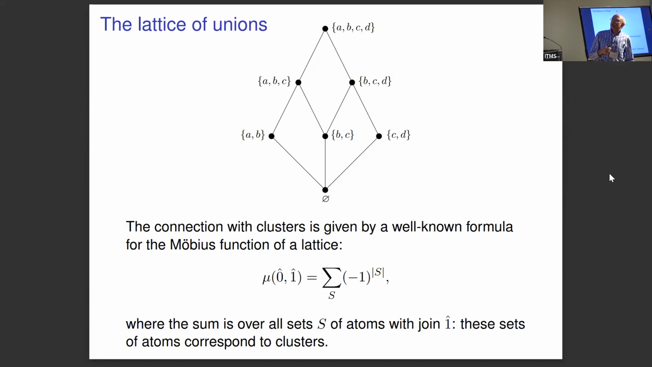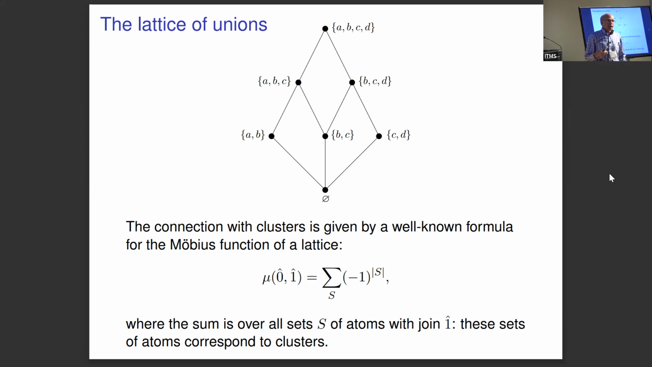The connection with clusters is given by a well-known formula for the Möbius function. It's one of my favorite formulas for the Möbius function. It doesn't seem to be as well-known as I think it should be, although it is pretty well-known. And this is a formula that actually explains the connection between Möbius inversion and inclusion-exclusion. So it says that in a lattice, the Möbius function from 0 to 1 is the sum over all sets of atoms with join 1 of -1 to the number of elements of that set.